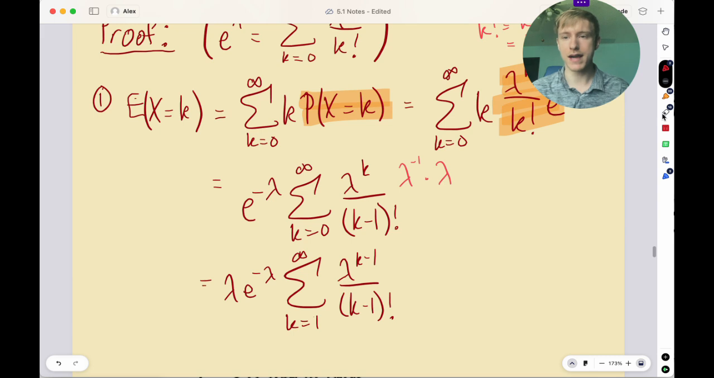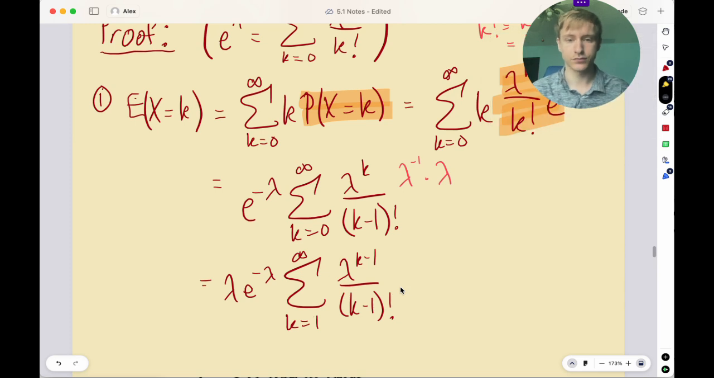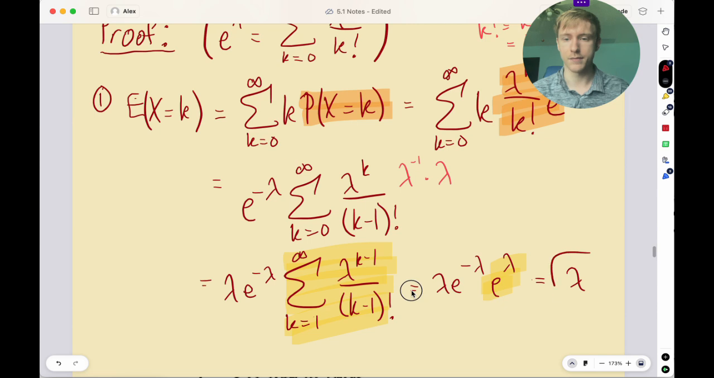But now this, by definition, is still e to the minus lambda. Or I'm sorry, it's e to the lambda, right? So this infinite sum is really the definition of e to the power of whatever this number is. Okay, so I get that this is lambda e to the minus lambda times e to the lambda. But then the e to the lambdas cancel, and I'm just left with lambda. Okay?